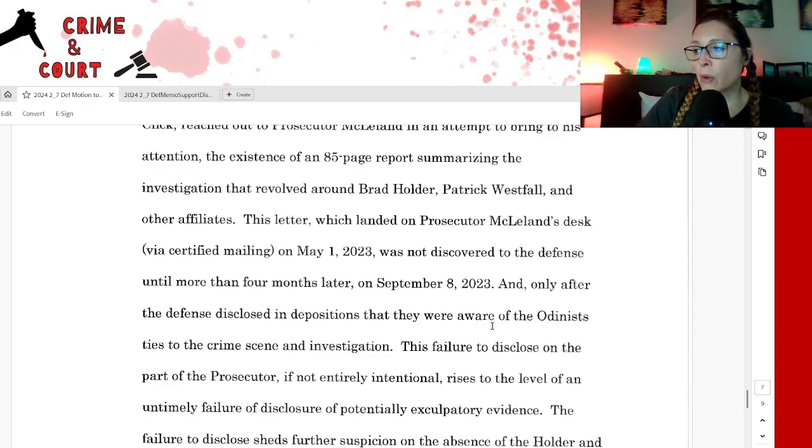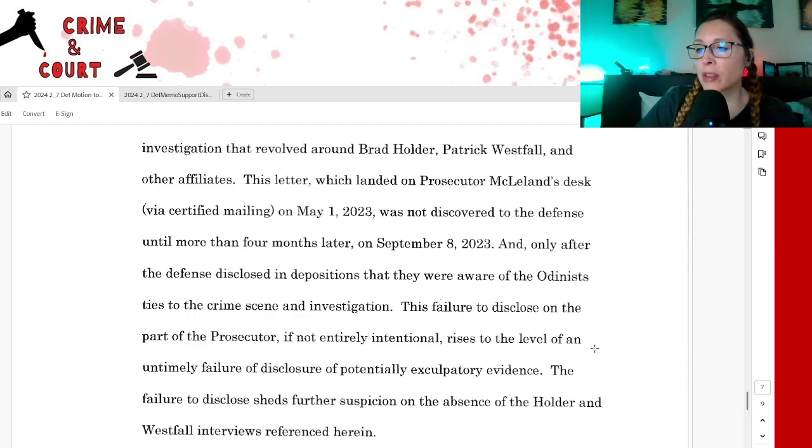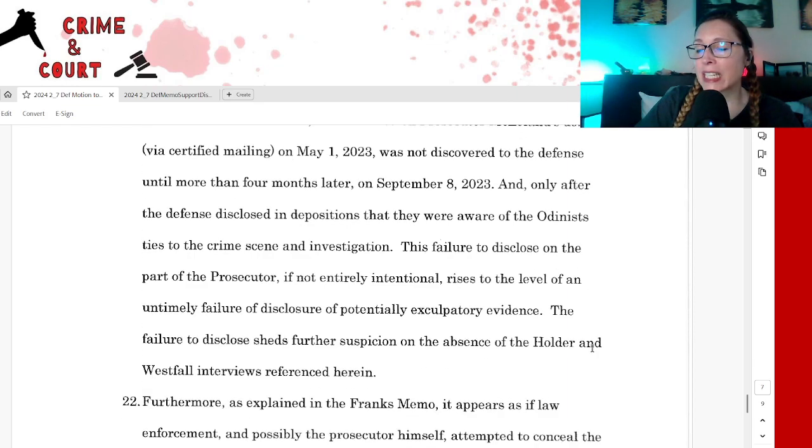and only after the defense disclosed it in depositions that they were aware of the Odinist ties to the crime and investigation. The failure to disclose on the part of the prosecutor, if not entirely intentional, rises to the level of an untimely failure of disclosure of potentially exculpatory evidence. The failure to disclose sheds further suspicion on the absence of the Holder and Westphal interviews referenced herein.